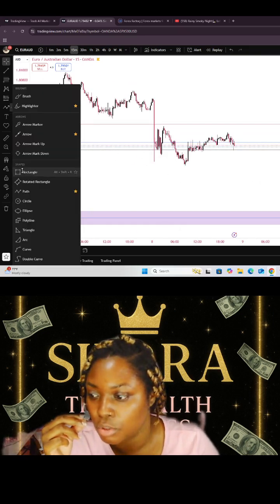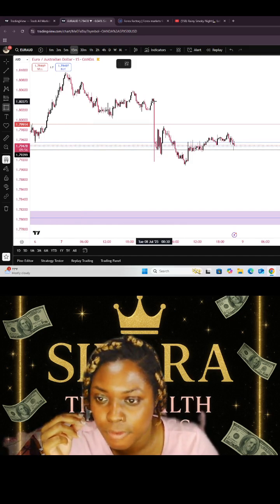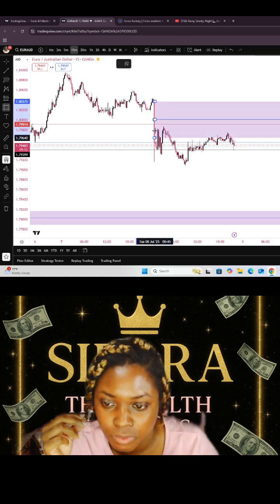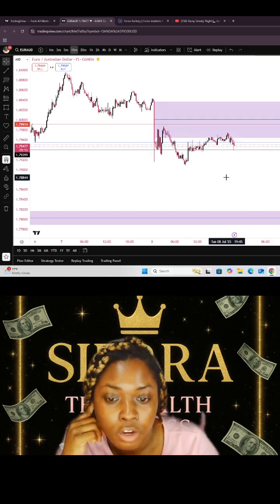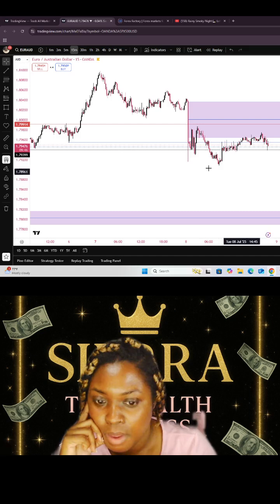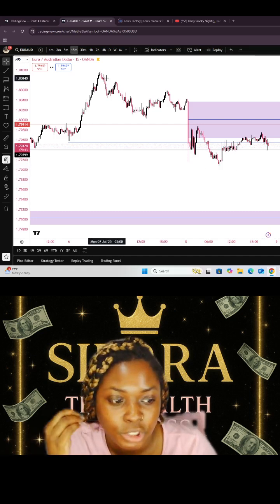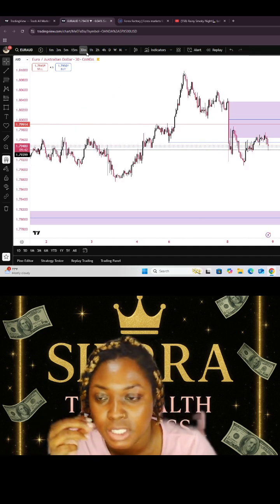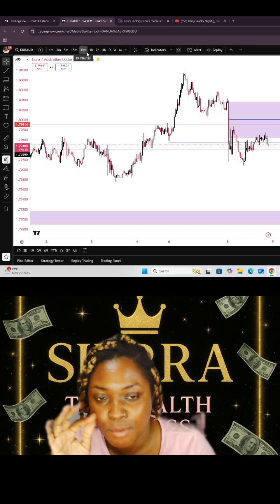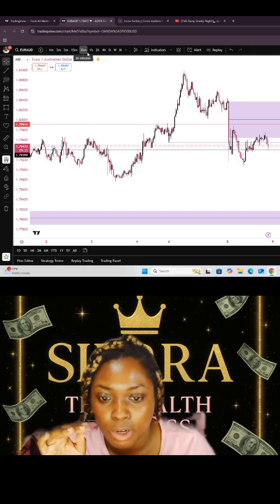So I want to mark up this fair value gap, and I want to see that price come back to 50% of this fair value gap. No, price did not come back to 50% of this fair value gap. But now I can also check my other time frames to see if I have any other confluences, because remember, I have two. I have my break of structure, I have my run of liquidity.